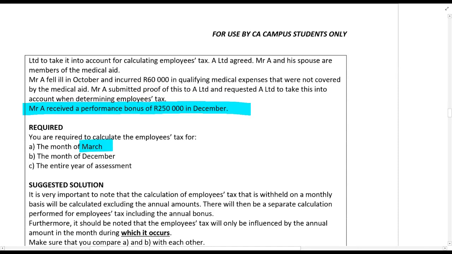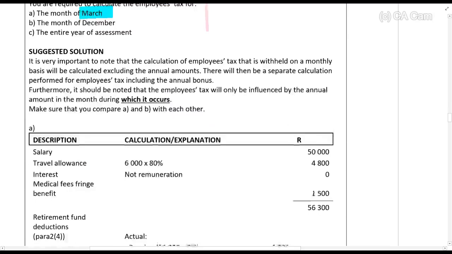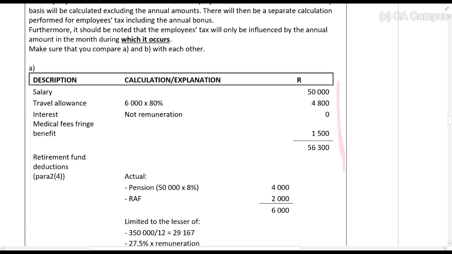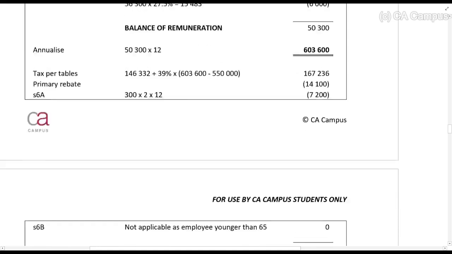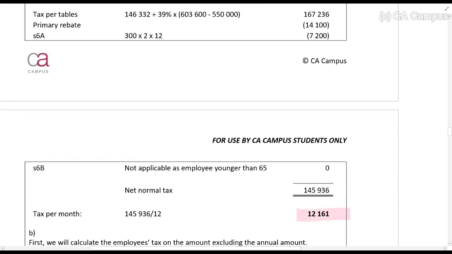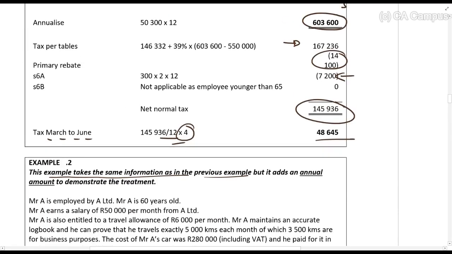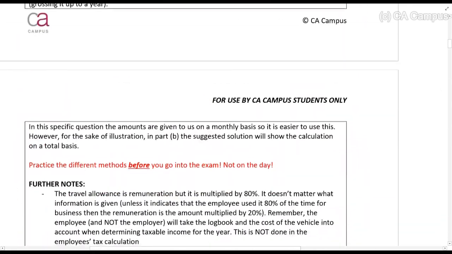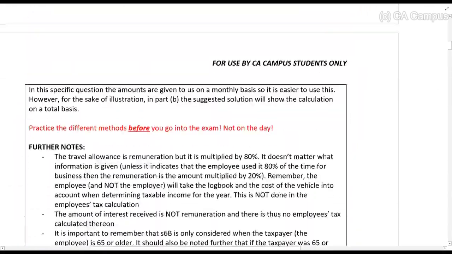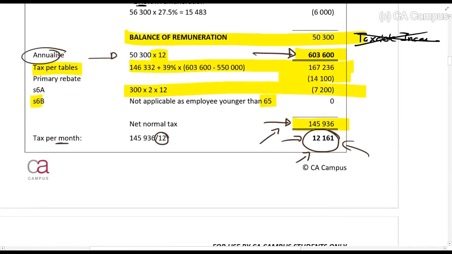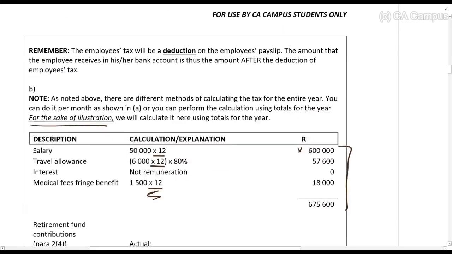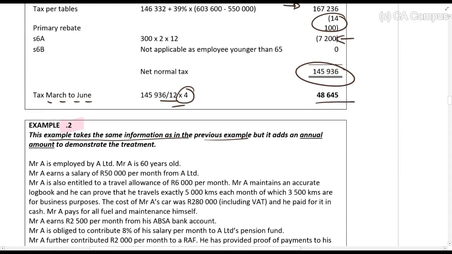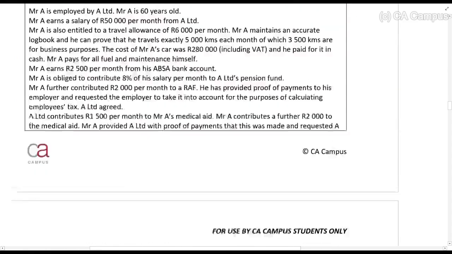Now what I want you to understand is in the month of March, this was not paid. We don't know anything about that bonus. So in March, you just do whatever happens in March. So here we go, everything on a monthly basis, same as the previous question, and I want you to see it. 12,161, which is exactly the same. This is example 2 looking at now. I'm taking you back to example 1. Right, this is our first example. In the first example, this is also what we got per month. Why is it the same? Because in March of both years, this person earned the same.